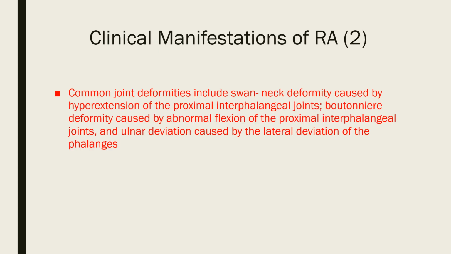So, ladies and gentlemen, listen up, and then listen up one more time. Common joint deformities will include swan neck deformity caused by hyperextension of the proximal interphalangeal joints, a boutonniere deformity caused by abnormal flexion of the proximal interphalangeal joints, and then ulnar deviation, and this is caused by the lateral deviation of the phalanges. Ladies and gentlemen, please take note.